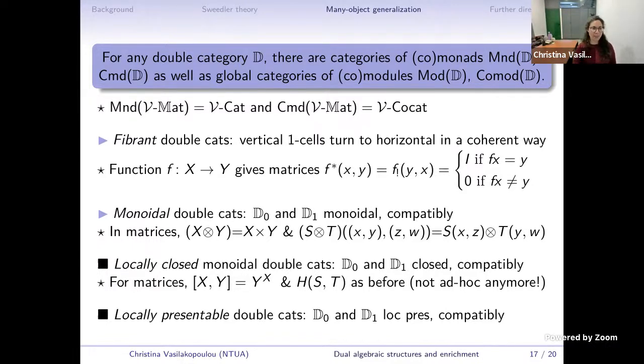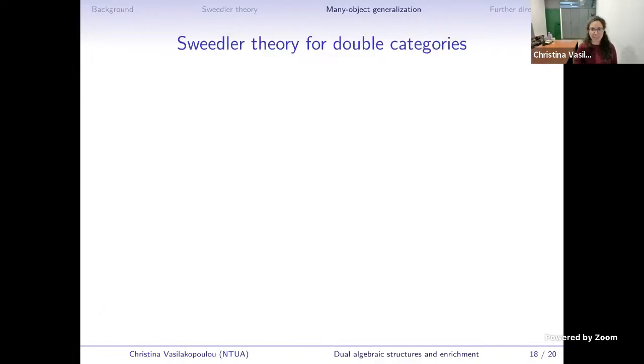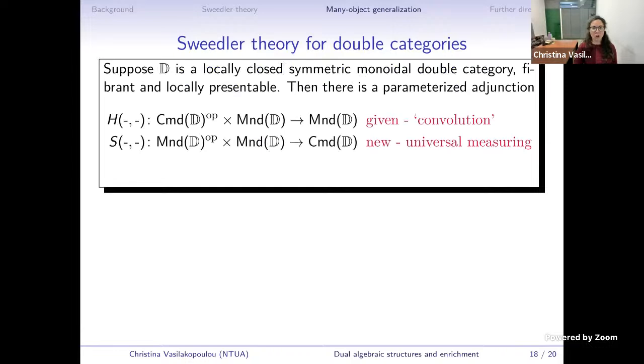Okay, so with these 4 bullets here of asking of D being fibrant, being monoidal, being locally closed, and being locally presentable, then we can actually say something about Sweedler theory for double categories, which is our current goal. So I hope you see the pattern by now.